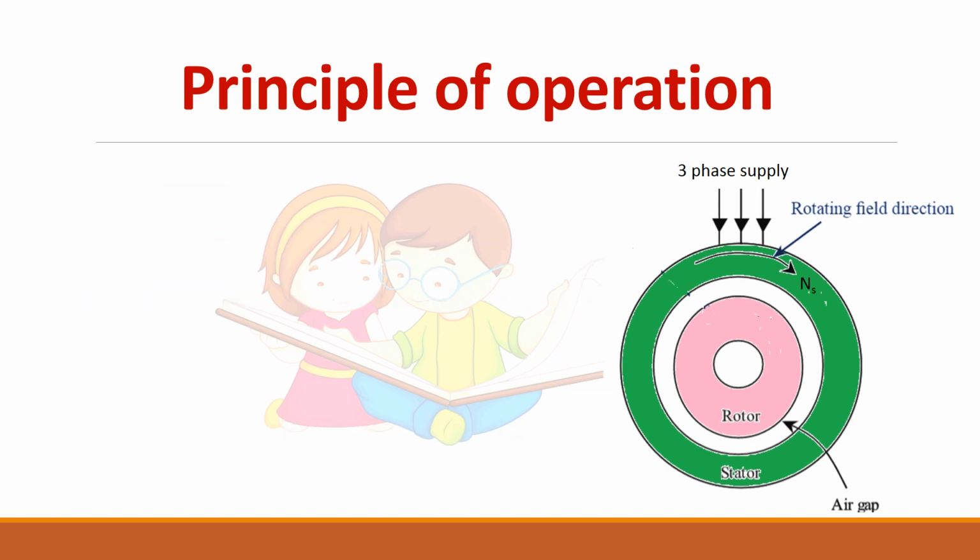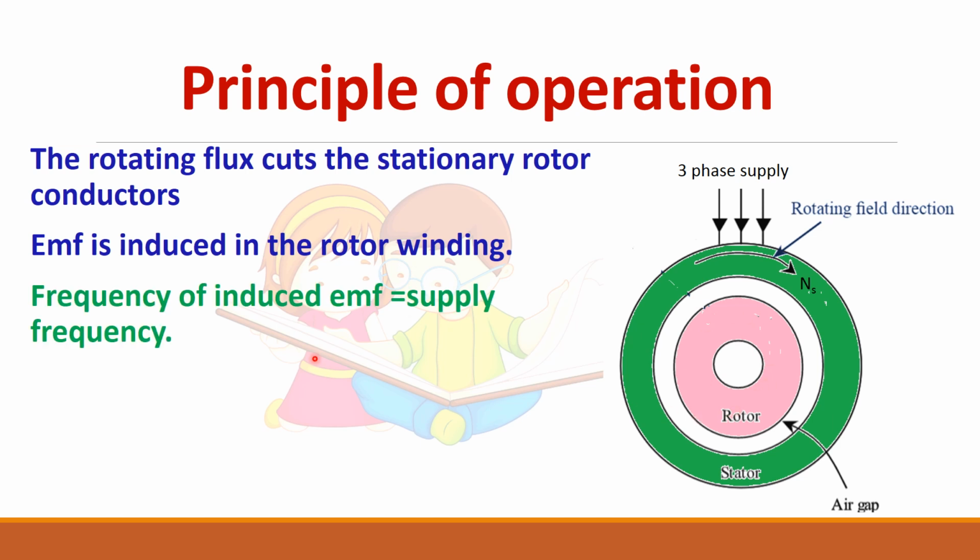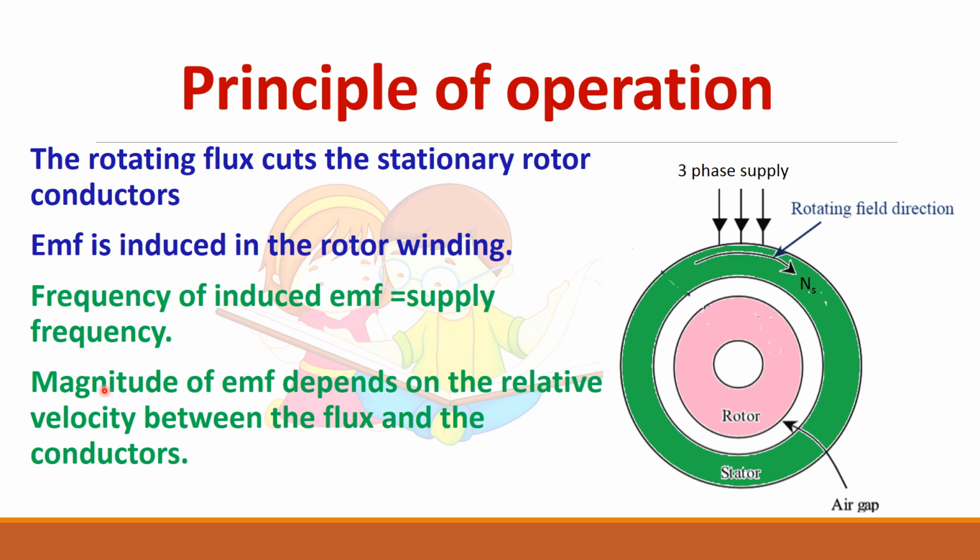Now the rotor is stationary while the stator flux is rotating, which will cut the stationary rotor conductors. So EMF will be induced in the rotor winding. The frequency of this induced EMF will be equal to the supply frequency. The magnitude of the EMF depends upon the relative velocity between the stator flux and the rotor conductors, and the direction of the EMF is given by Fleming's right hand rule.